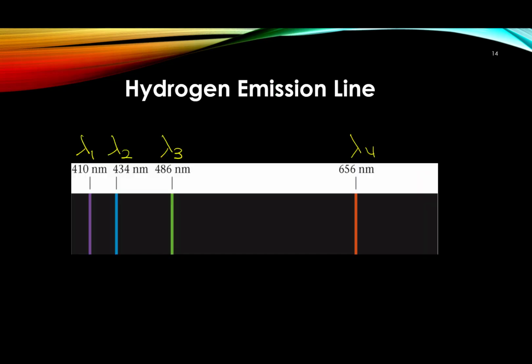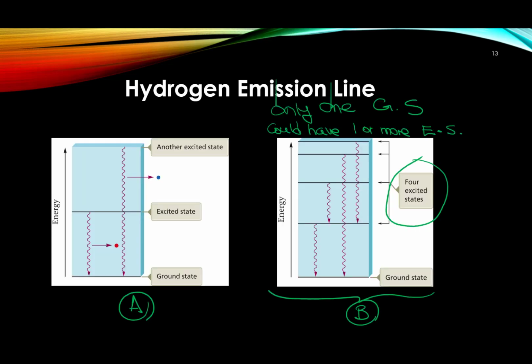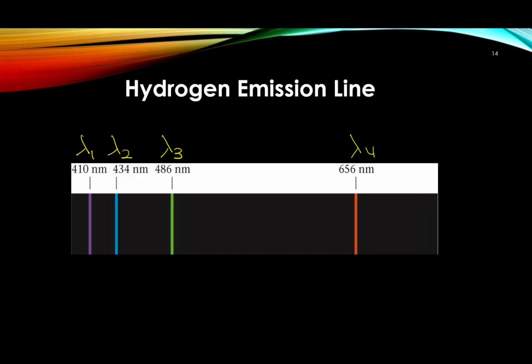Since hydrogen has 4 excited states, when it goes back down, it has 4 emission lines. That's all I need you to know. You don't need to know the colors, and you don't need to know the numbers. The only thing you need to know is that hydrogen has 4 emission lines. Why? Because it has 4 excited states. And you don't need to know how many excited states each atom has.